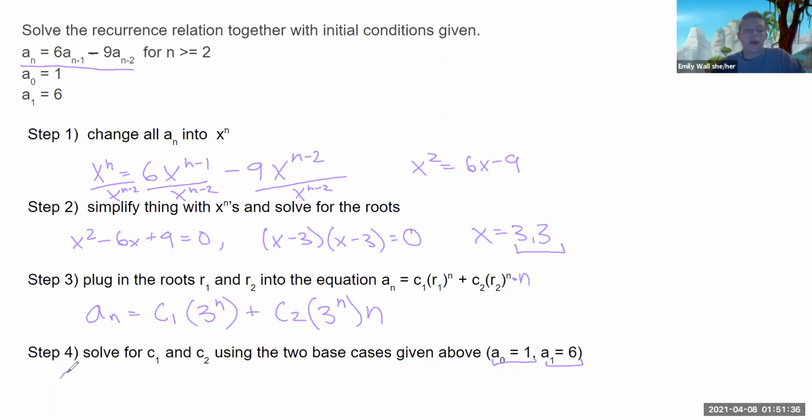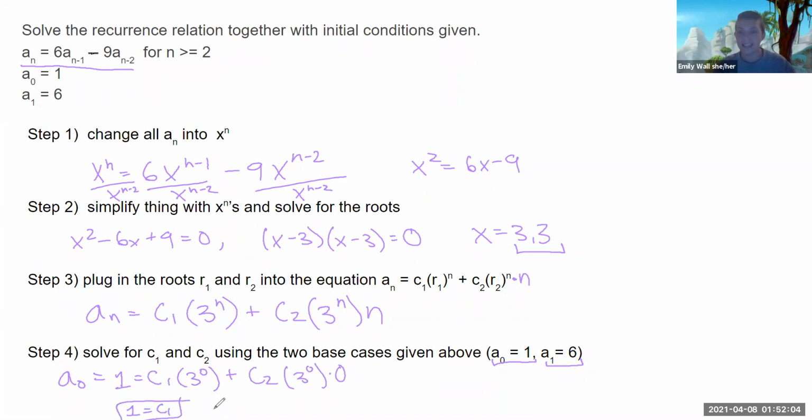Like A0 equals 1, because they told us in the problem. And from step 3, we know it equals C1 times 3 to the n, where n is 0, so I should plug that in. C1 times 3 to the 0, plus C2 times 3 to the 0 times 0, so we don't care about that term. 3 to the 0 equals 1, so we're left with C1 equals 1.